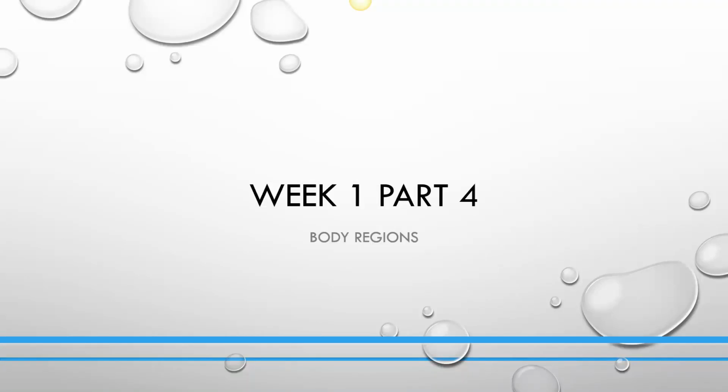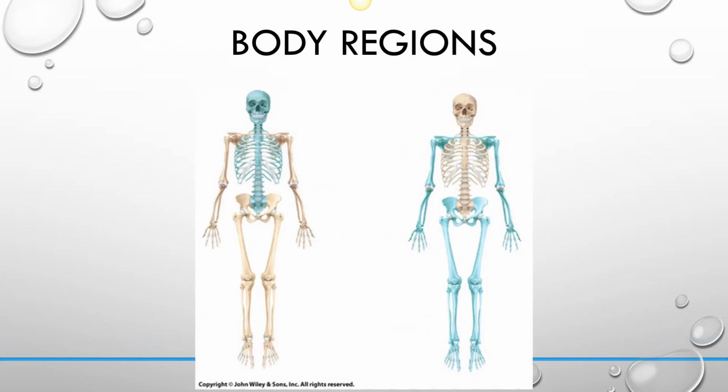Part 4 discusses the anatomical regions of the body. The skeleton in particular can be broken down into the axial and appendicular regions. So the axial region is referring to the head and torso, and you can see it highlighted here in blue. And the appendicular is talking about the appendages.